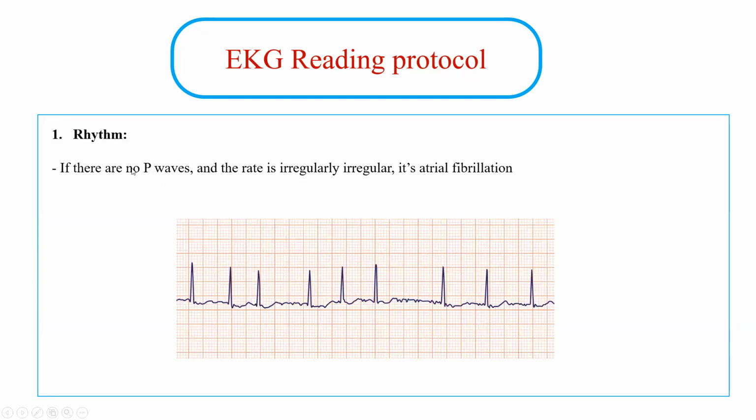Now, if there are no P waves at all, and the rate is irregularly irregular, it's atrial fibrillation. If we cannot predict what the next RR interval is, with no baseline P waves, of course, this is actually atrial fibrillation. Look here, the RR interval shortens, prolongs, shortens, the same, prolongs a little bit, or is shorter than the previous one. So this is irregularly irregular, and there are no P waves at all at the baseline. So we can say this patient has atrial fibrillation.